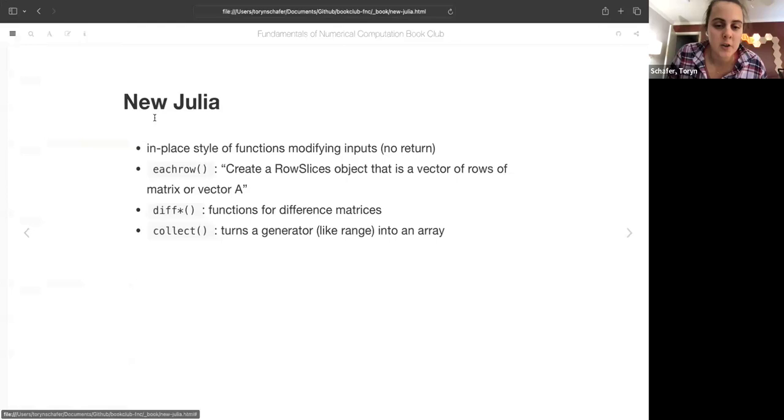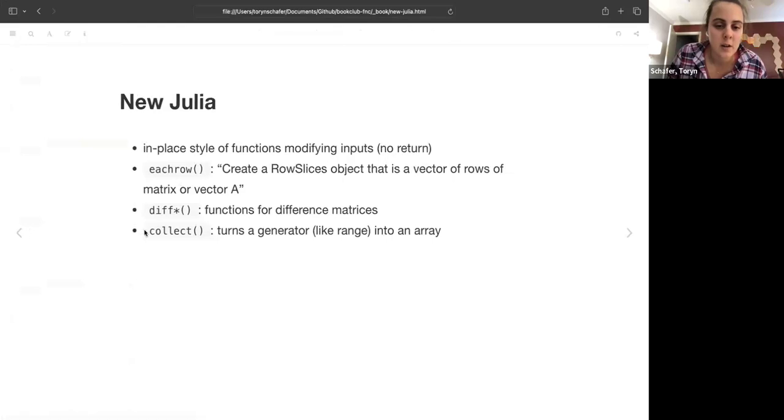The first three points here are the same. This last one I added here, I don't know if we've seen this collect function. I copied this from the help page. It turns a generator, so like when you create a range and it says range generator, into an array that you can index like a vector. So they use that in some other code.